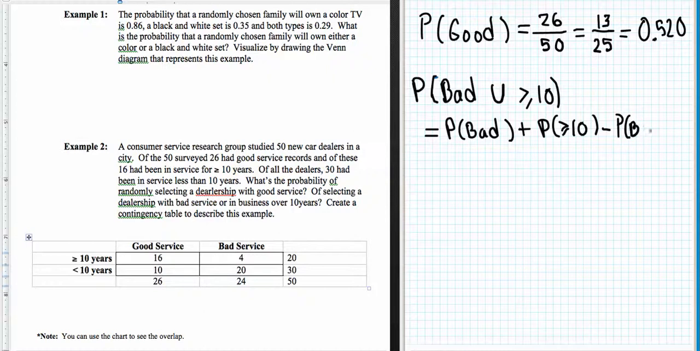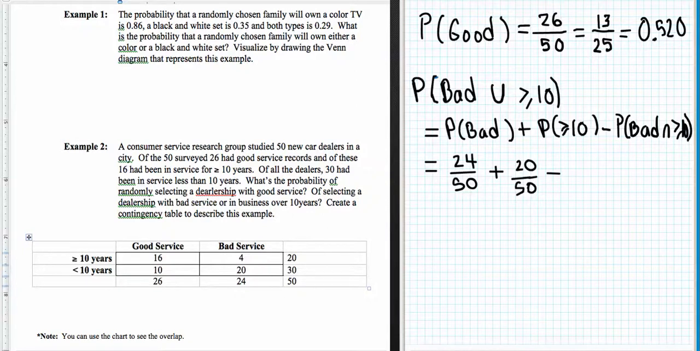So the probability of bad service and greater than or equal to 10 years of service. So the probability of bad service, right? How many were bad service out of the 50 that were surveyed, plus the probability of greater than or equal to 10 years of service. So greater than or equal to 10 years, 20 out of the 50. And then minus bad and greater than 10 years of service. So that's this overlap, right?